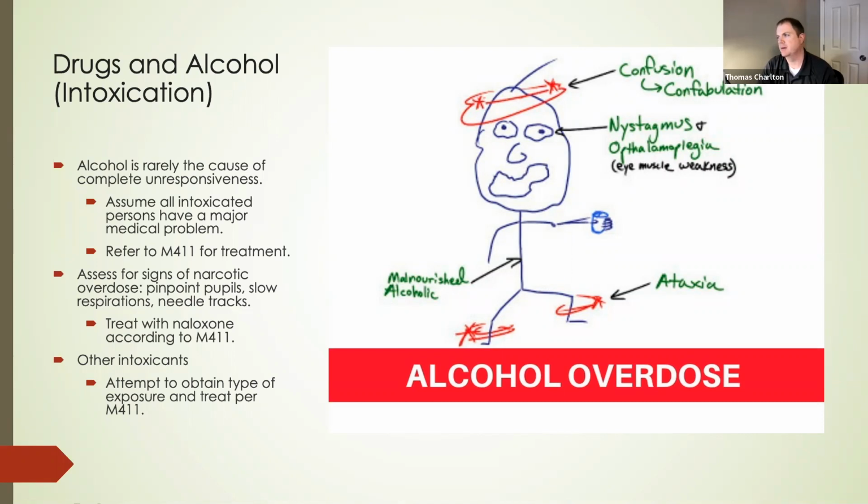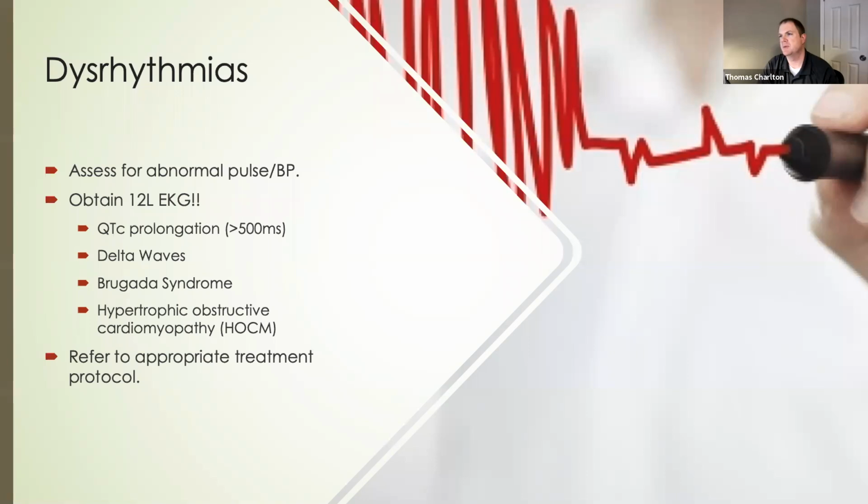Dysrhythmias are one of the worrisome causes of loss of consciousness or altered consciousness. Assess these folks for an abnormal pulse and make sure and get their blood pressure. It may be that you go to take your patient's blood pressure and pulse, and you find that their heart rate is too rapid, or that it's irregular.